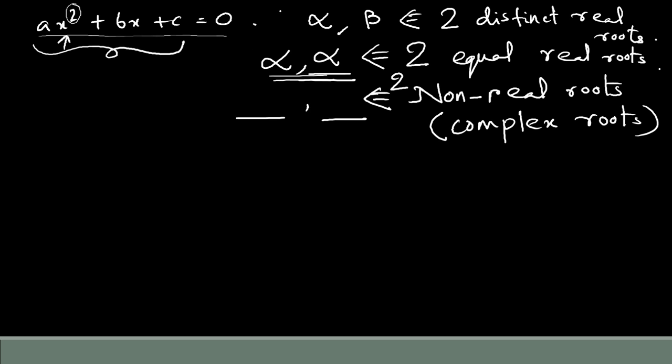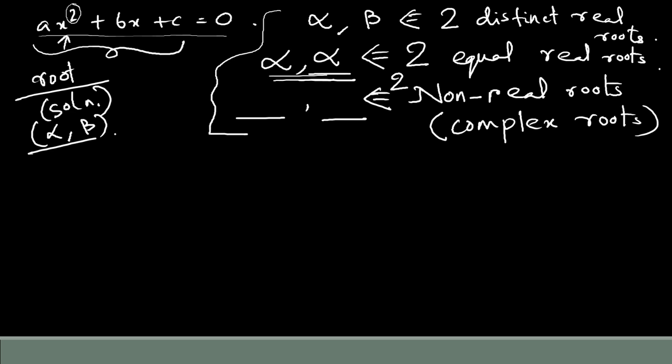We will cover the conditions when we get two distinct real roots, two equal real roots, and two non-real roots. But at this time, just know what a root is. Root means solution, that is, what value of x will satisfy this equation ax square plus bx plus c equals 0. Generally you will get two such values, either alpha and beta or alpha and alpha, which are the same in real roots, as I just discussed.